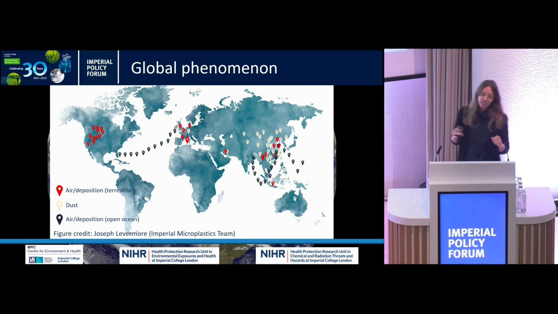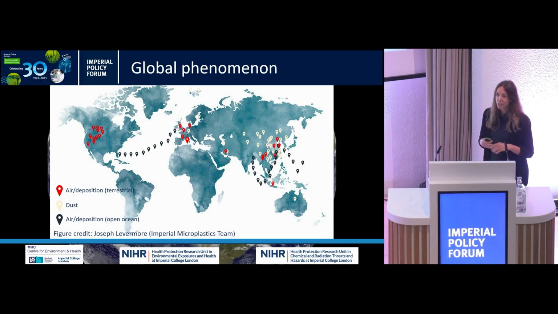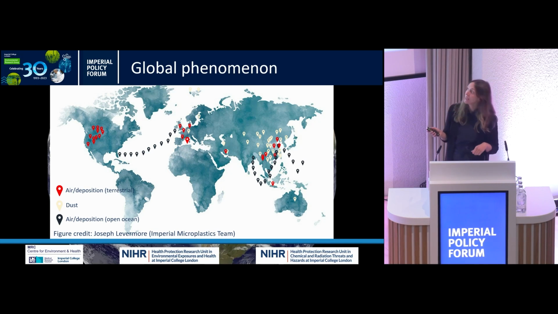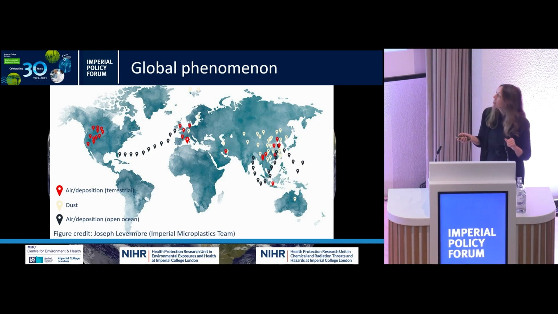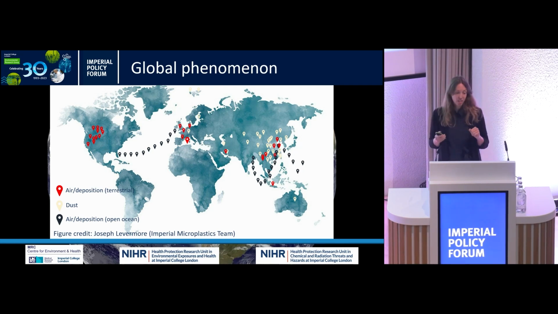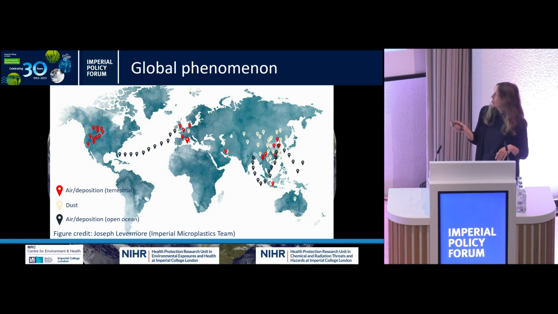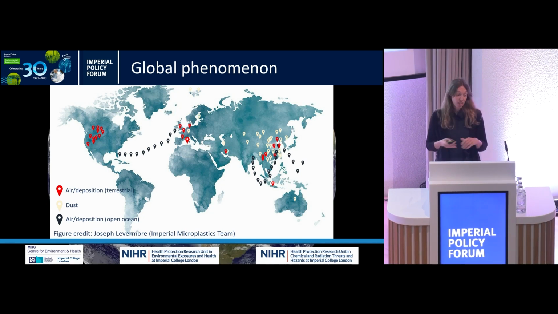So as I mentioned, since then, the field's really started to grow, and now we've realized that this is a global phenomenon that's been observed around the world. So as you can see, the red tags represent observations of microplastic in air or deposition over a terrestrial environment. The dark blue is for open ocean samples, and then the cream colors are microplastics in dust. And as you can see, this has really been observed around the world, and there are now more recent studies documenting it in Mexico as well.